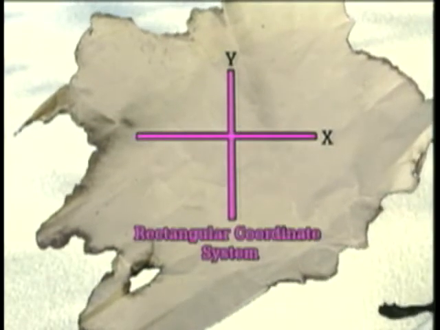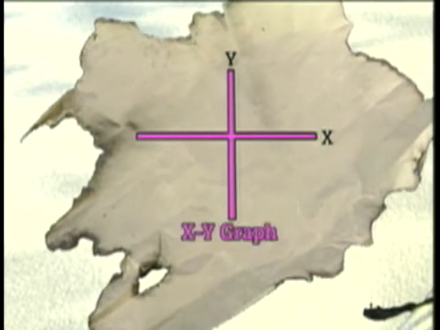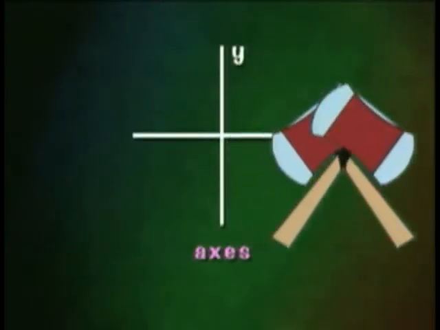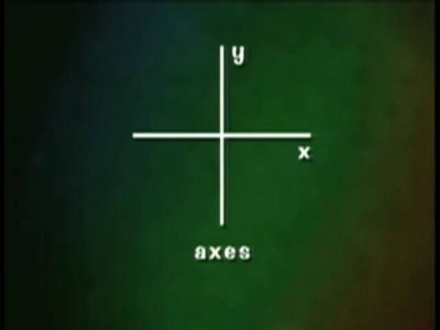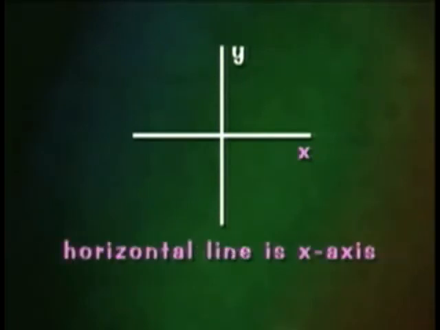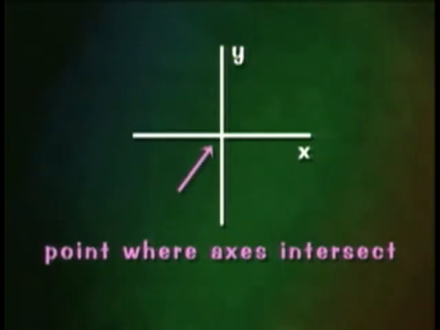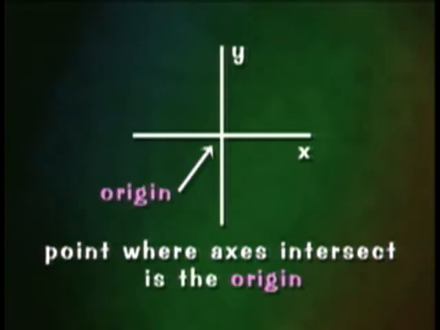We'll use a graph like this one. It's called a rectangular coordinate system, or an XY graph. This graph is made up of two lines called axes. What? Oh, axes. The horizontal line is the x-axis, and the vertical line is the y-axis. The point where these two axes intersect is called the origin.